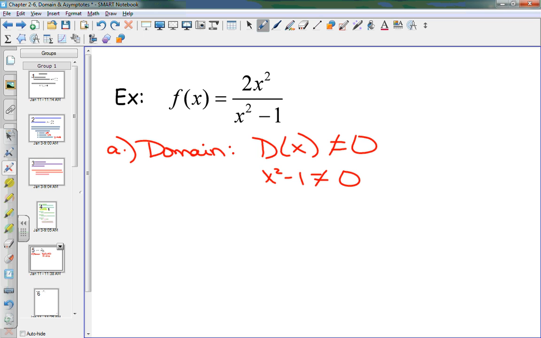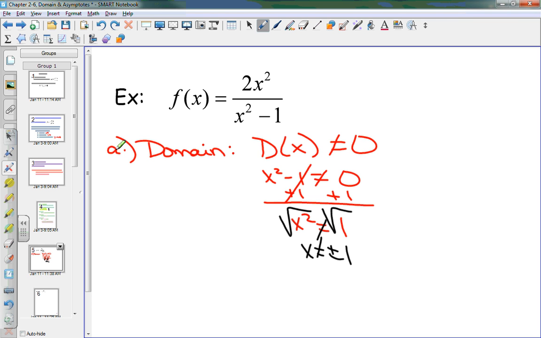Now, your brain may work two different methods on here. How many people right now want to solve this by adding 1 to both sides? How many people want to factor that into two binomials? Either one is correct. I am going to go with adding 1 to both sides. So I have x squared is equal to 1. Now how do I solve for x squared? Take the square root, and I have x is equal to plus or minus 1.